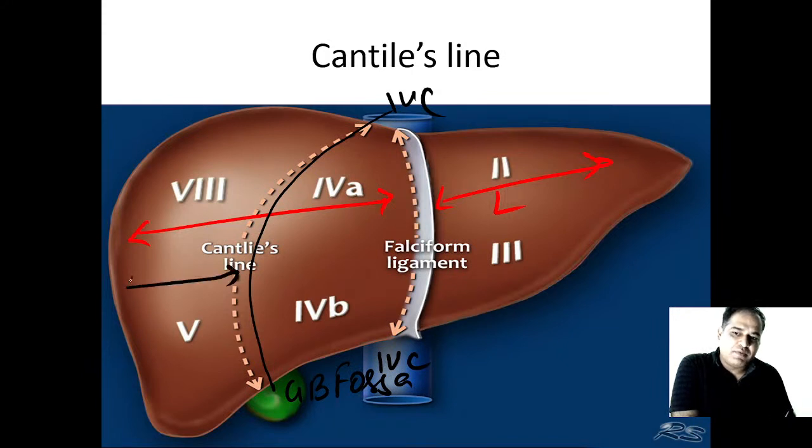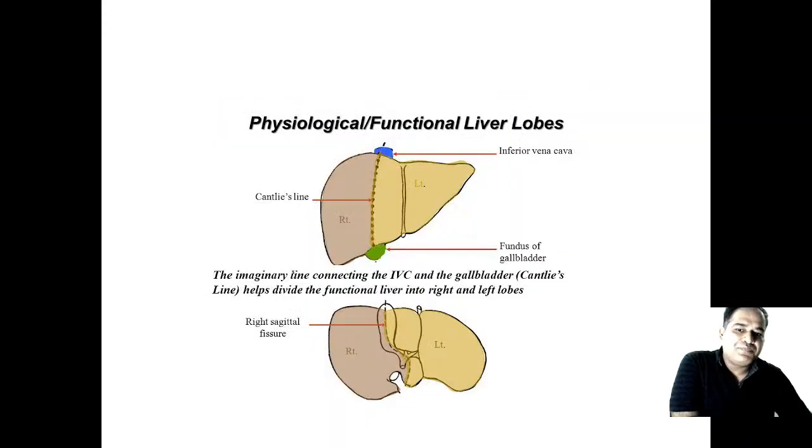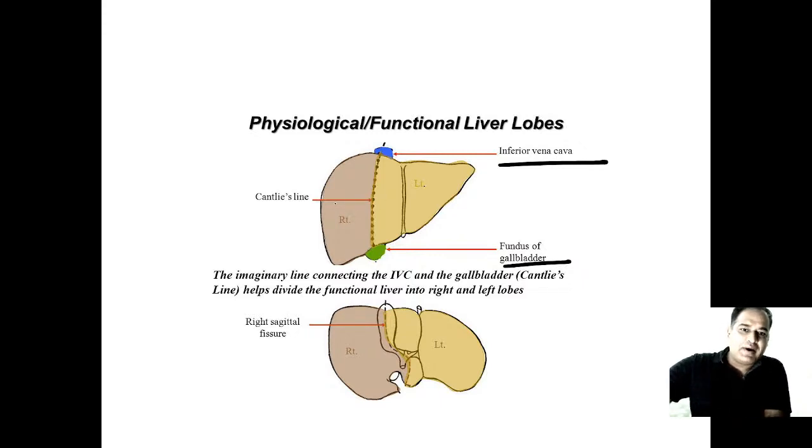So this will be the functional right lobe. This will be the functional left lobe. See here, the Cantlie line running from inferior vena cava to the gallbladder fossa. So this brown colored thing is the functional right lobe and the yellow colored thing is the functional left lobe.